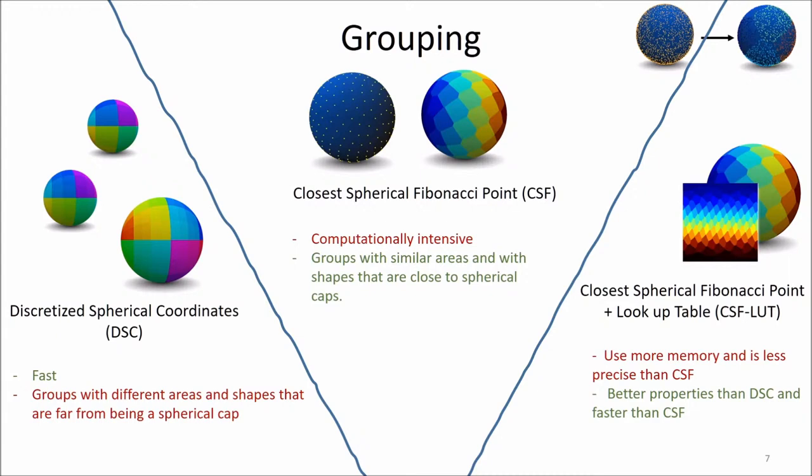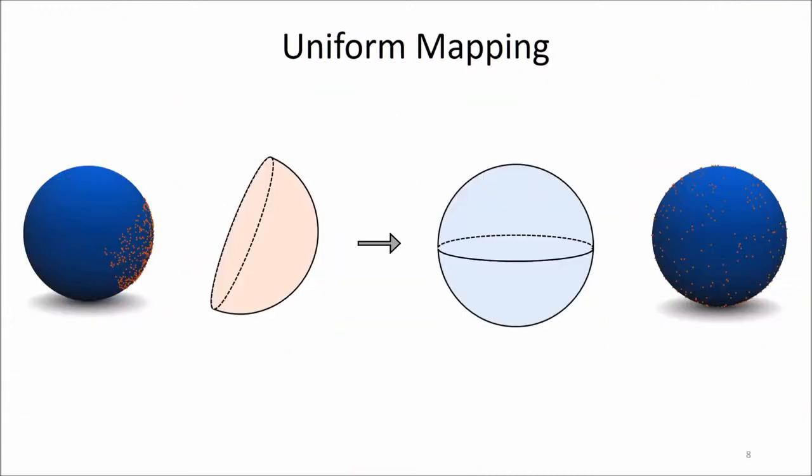The second method that we studied is the closest spherical Fibonacci points. This method is way more computationally intensive, but gives groups with quasi-equal areas and with shapes that are way closer from spherical caps, as you can see. Since this second method is computationally intensive, we also studied a pre-computed version using a lookup table.